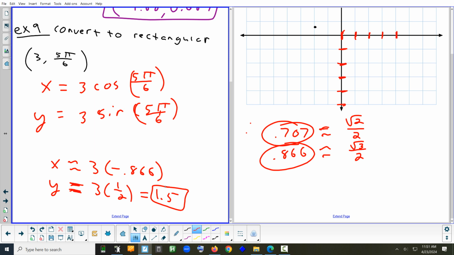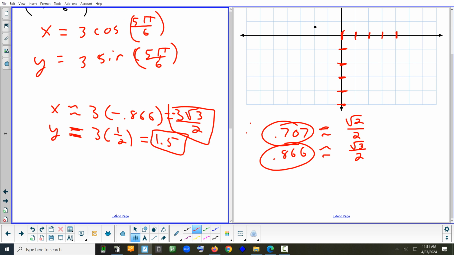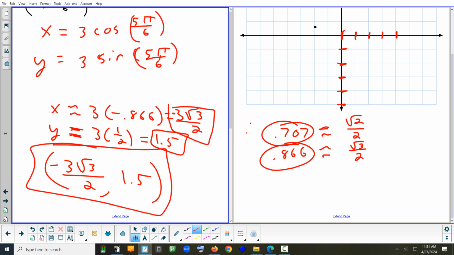Now, we don't want to do 3 times negative 0.866. We want to do 3 times what? Square root of 3 over 2. And just make sure we put a negative on it. That's the answer. 3 times root 3 over 2. That's how you'd see it written on the test. And then you can just write it as a coordinate, X, Y. As long as you remember these two decimals, those are the only two you would ever see.